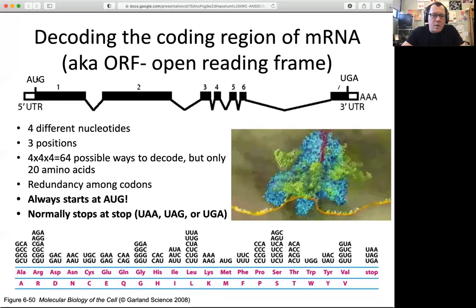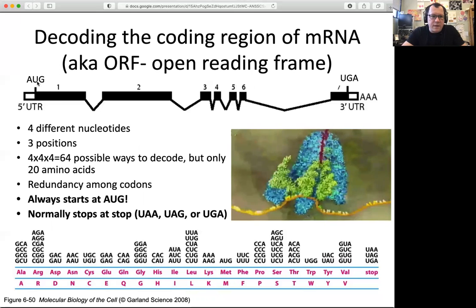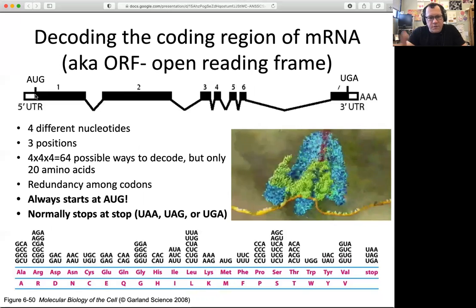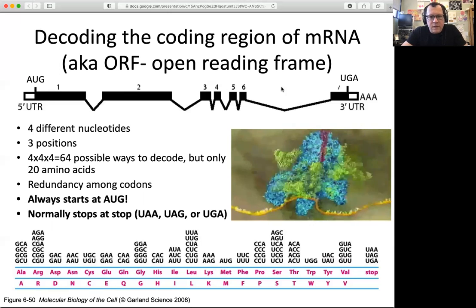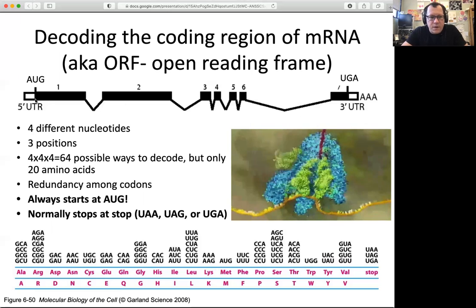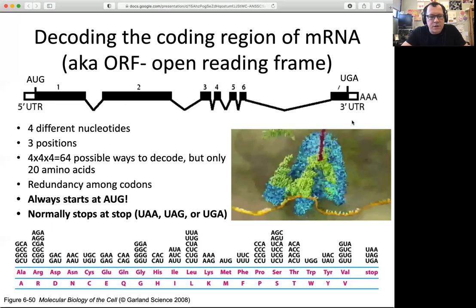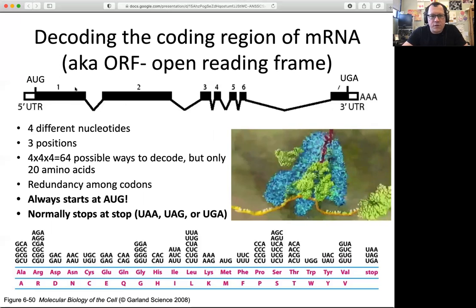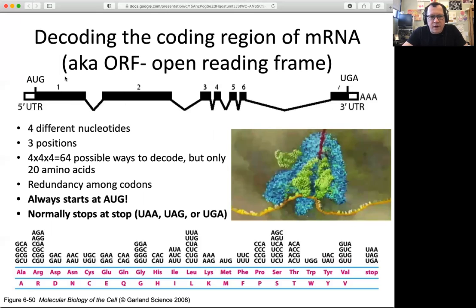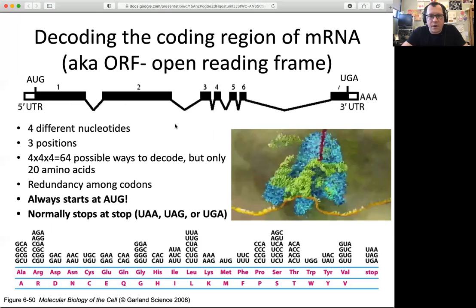So when we clone a gene, it's really this part that we care about. If we're trying to force protein expression, ultimately it's the open reading frame that we care about. There are other times where we might care about the 5' or 3' untranslated region, but for the purposes of encoding a protein, it's this open reading frame, the coding region, that we care about, and that's ultimately what we're going to be cloning.